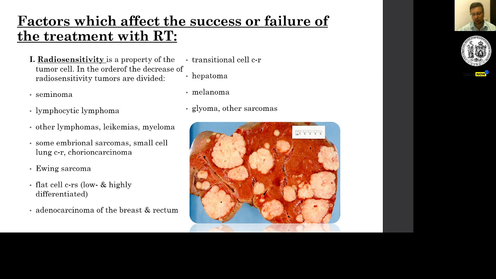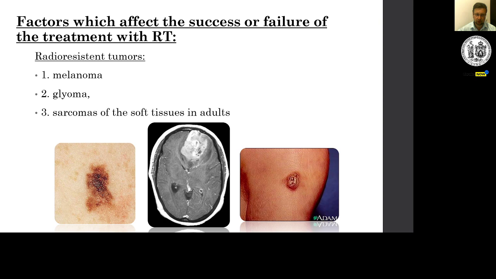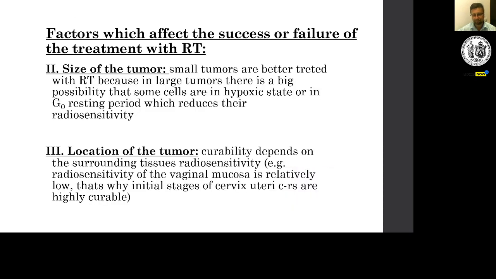It means that we usually will not use radiation therapy to treat such kinds of tumors. Here we can see different examples of radio-resistant tumors like melanoma, glioma, and sarcomas of the soft tissues in adults. In these cases, we will usually not use radiation therapy to treat such tumors.